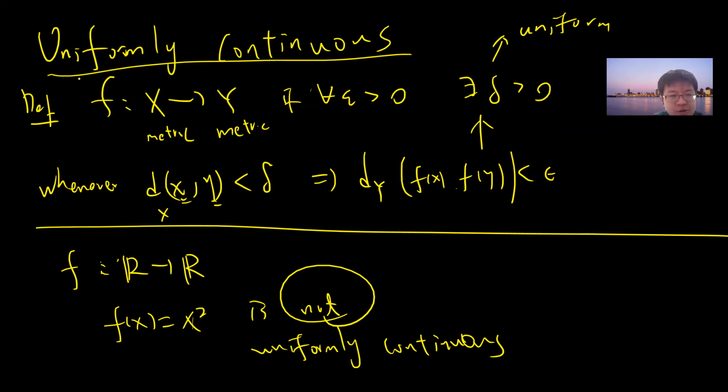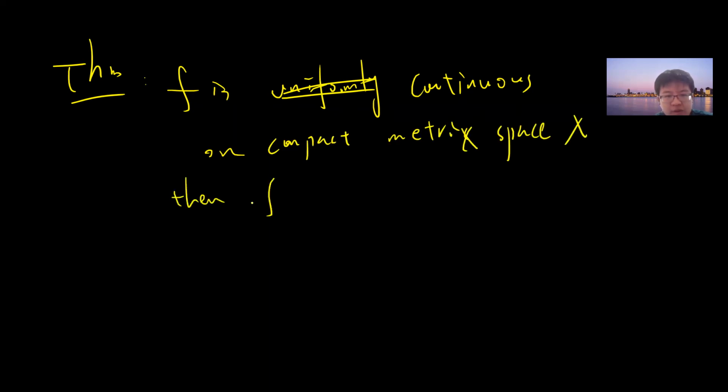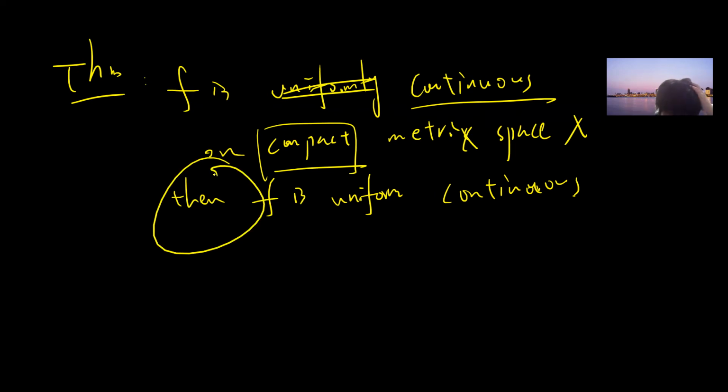The theorem in undergraduate analysis that we usually prove is the following. If f is continuous on a compact metric space X, then f is uniformly continuous. The key idea is that continuity is not enough to imply uniform continuity, but if you add compactness, then everything will be fine. Okay, let's see a proof.